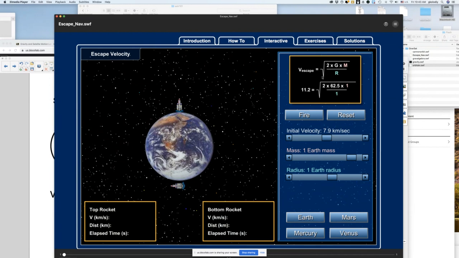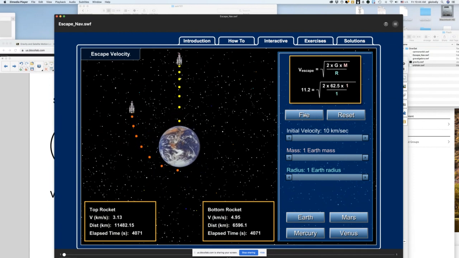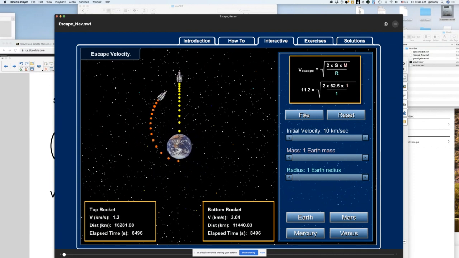But before we do that, let's fire it out with a velocity that's smaller than that. Let's say 10 kilometers per second. All right, so we know it's not enough to escape, but let's see what happens. Let's fire it out. What happens is that the one fired out perpendicular is going in orbit around the Earth, but not in a circle, in an ellipse. But the one that's fired out comes back down.